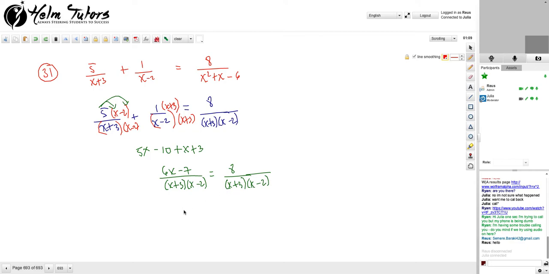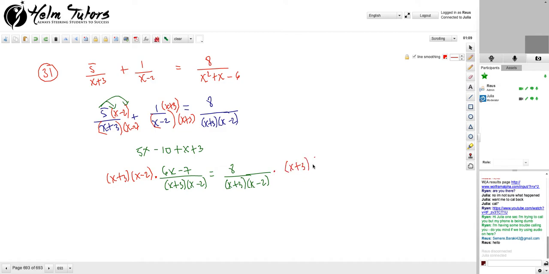So from there, I guess you want to get rid of the denominators, right? Yeah, exactly. And so you could write multiply by x plus 2 times x minus 2 on both sides, right? Yeah, and that's an obvious step.